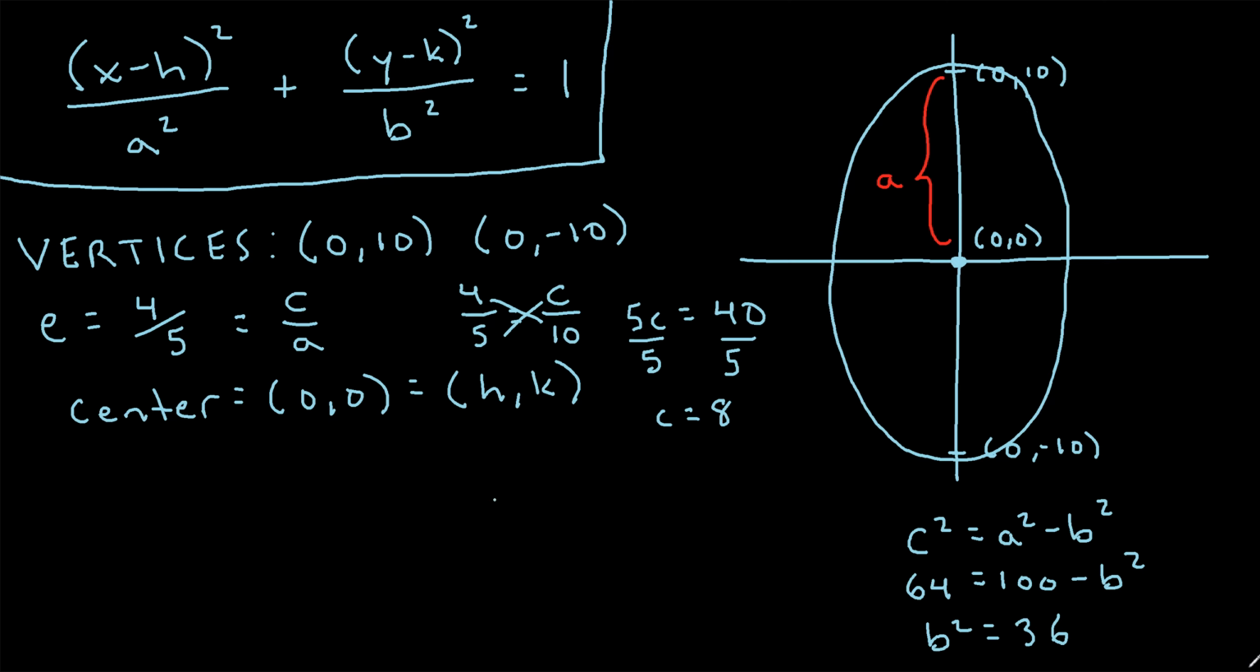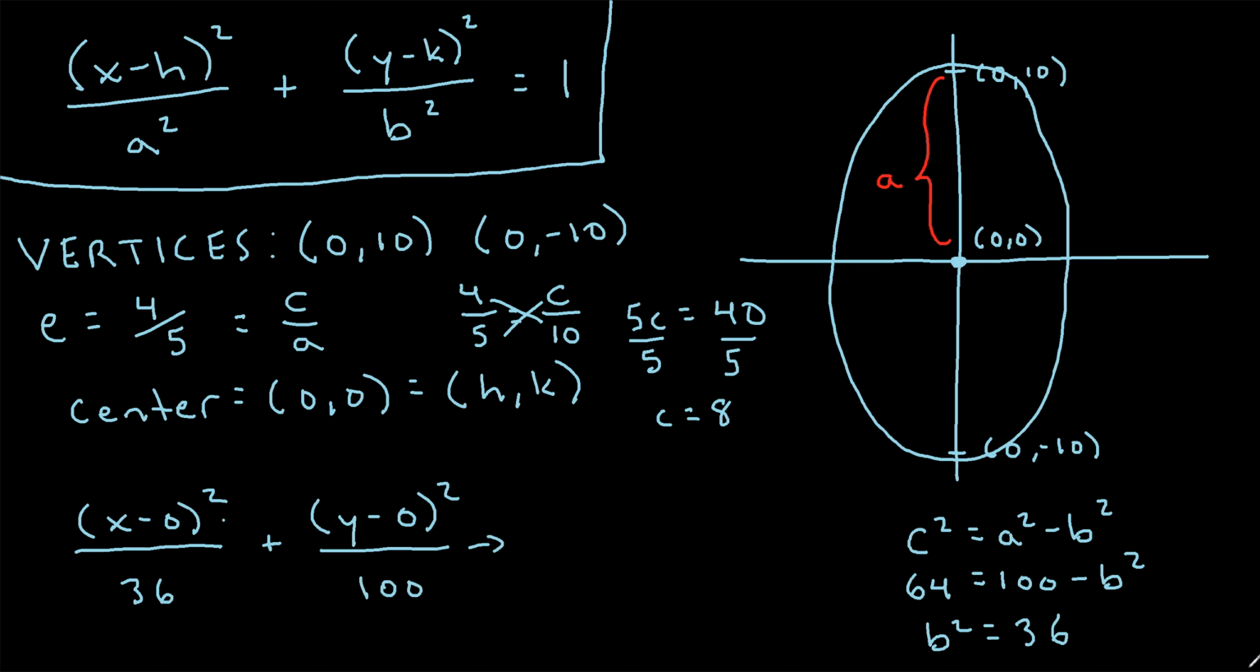So now we have everything that we need to write the final equation of this ellipse. So we get (x minus h) squared, where h we said was 0, over, now when we have a vertical ellipse like this, the a squared will be written under the y term. So in this case, we're actually going to write the b squared underneath the x term. So b squared we said was 36. And then we have plus (y minus k) squared, where k we said was 0, over, and remember we're going to write the a squared under this y term. So a is 10, so 10 squared is 100.